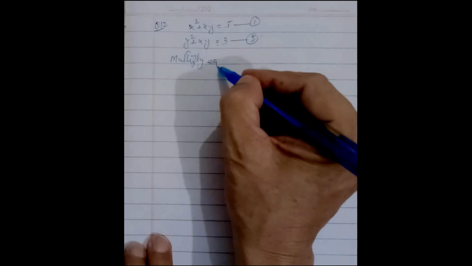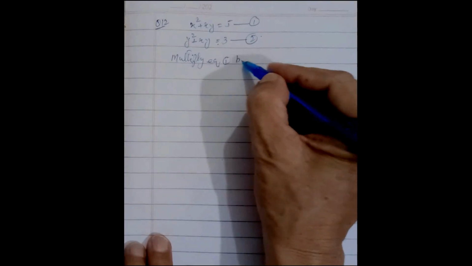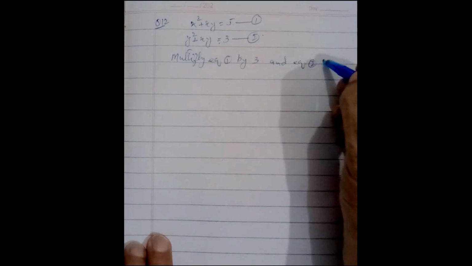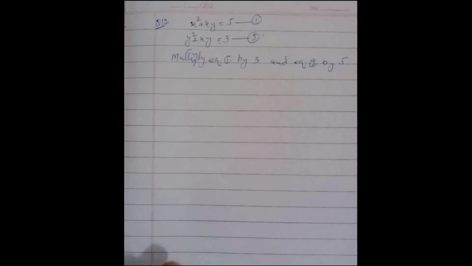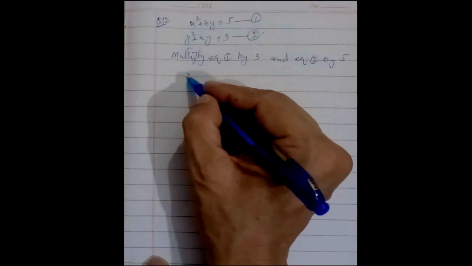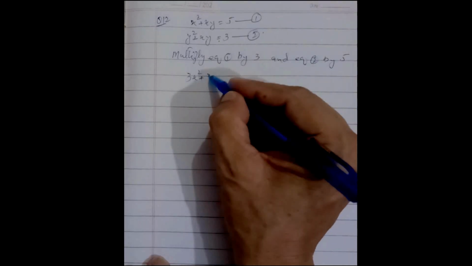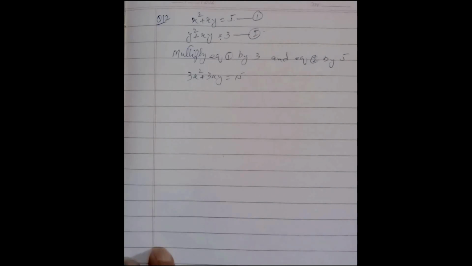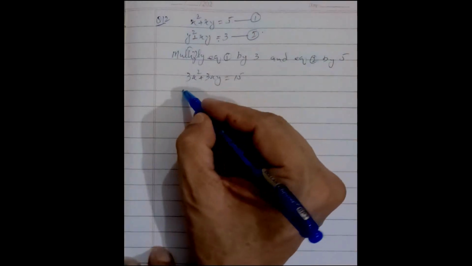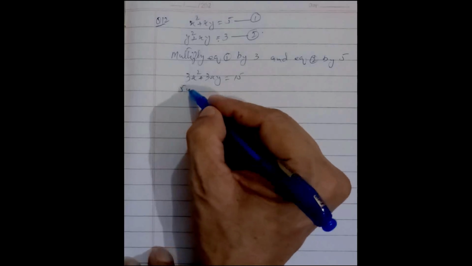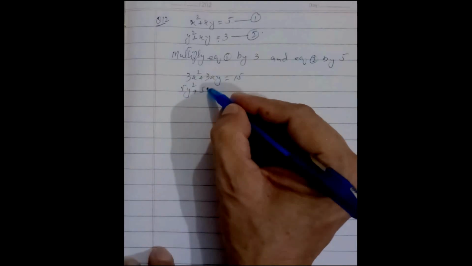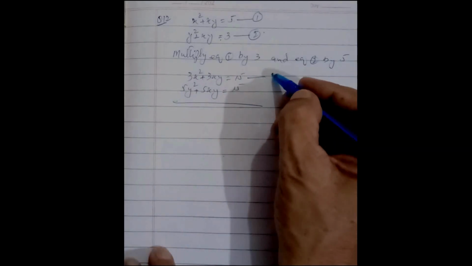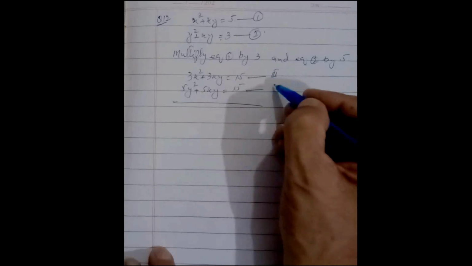Multiply question 1 by 3 and question 2 by 5. We get 3x square plus 3xy is equal to 15, and the other value is 5y square plus 5xy is equal to 15. And we call them question 3 and question 4.